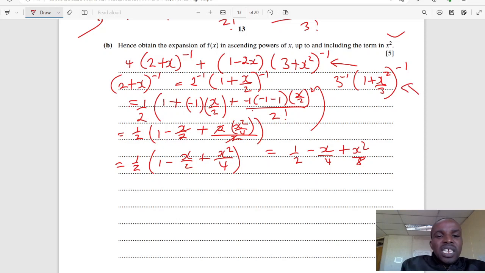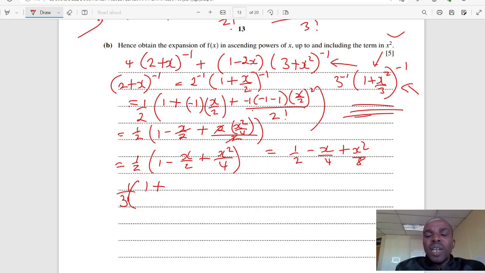Let me expand it here. It's 3 to the power minus 1, so it's 1 over 3. Then it will be 1 plus, I'm expanding this part. Please take note of that one. So it's 1 plus nx, that's minus 1, times x squared over 3.